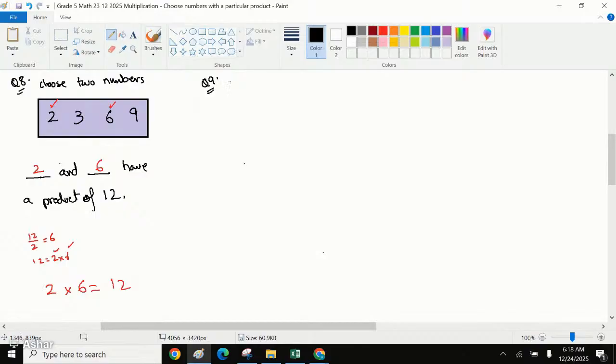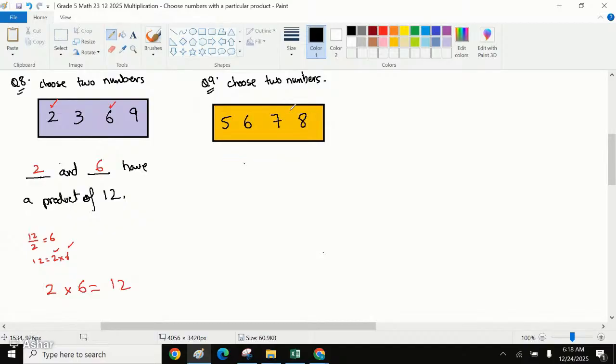Question number 9 says, choose two numbers. Okay, we need to choose any two numbers from the following given four numbers. The numbers which are given to us are, let's see what numbers are given to us. The first number given is 5, 6, 7, and 8. So these are the four possibilities that are given to us. These are the four options we have, right?